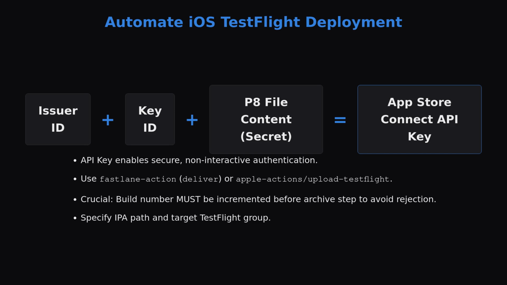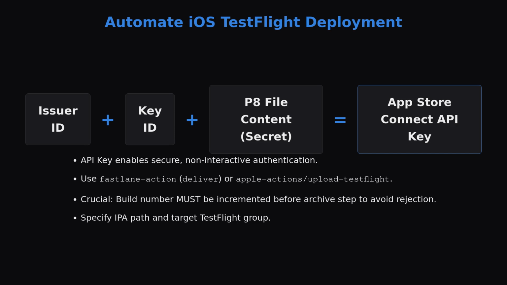Use an action like fastlane-action with the deliver command or a dedicated deployment action, such as apple-action/upload-testflight. Configure the chosen action to use the API key credentials instead of traditional Apple ID username and password combinations. Specify the IPA path and the target TestFlight group for distribution.